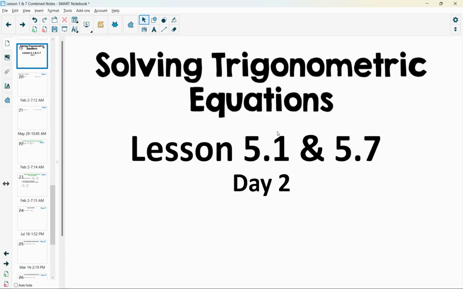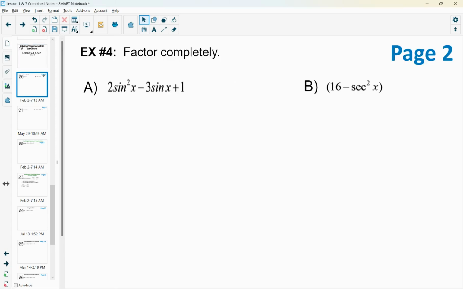In this video, we're going to look at solving trigonometric equations day 2. So this is on page 2 in your note packet. And so we looked at simplifying some basic expressions. The other day we looked at reciprocal functions and rewriting tangent and cotangent and sines and cosines, and then Pythagorean identities. Today, we're going to look at doing some algebra with the expressions.